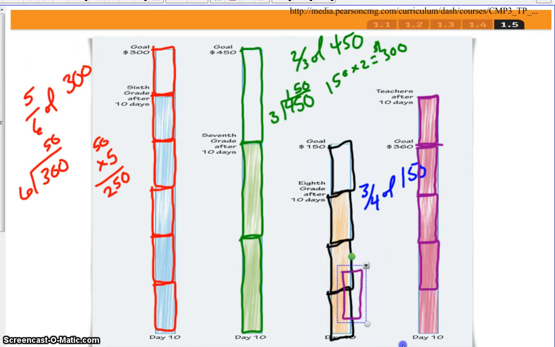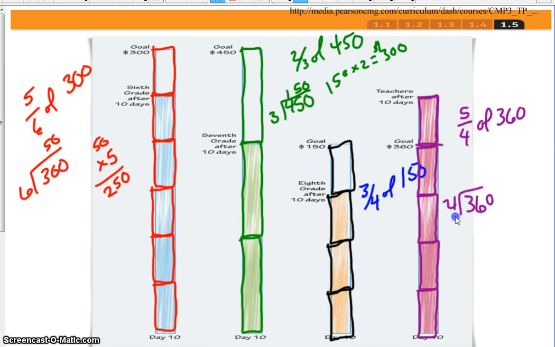It looks to me like the teachers have raised roughly, and again, this is not exact because we didn't have any markings on these, 5/4 of their goal of $360. So in order to figure that out, we would have to divide 360 by 4. Okay, and that would give us 90. And then we would take 90 times 5, and that would give us 450. So the teachers raised $450, and all of the other grades actually did less than that.